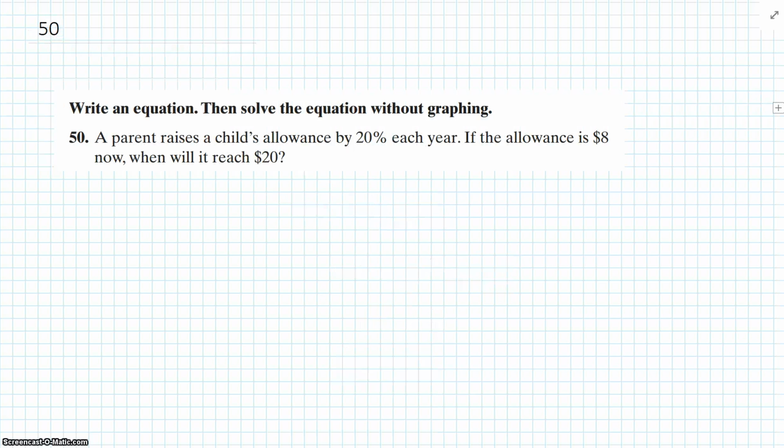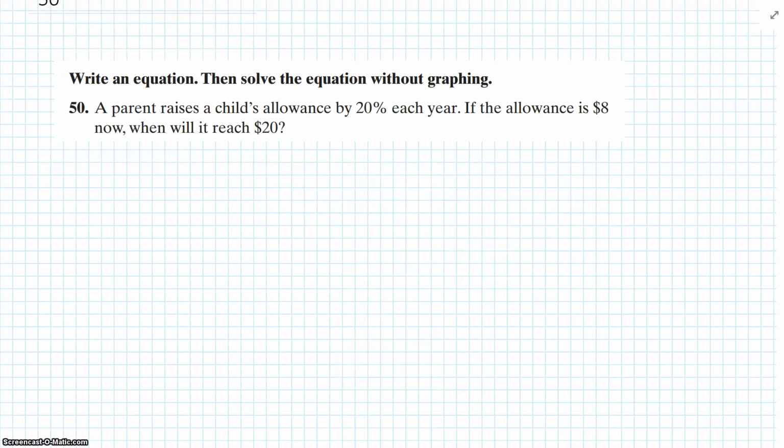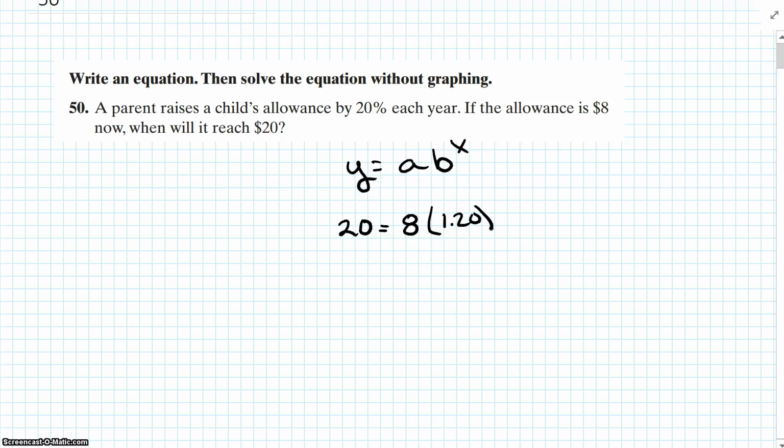Okay, try to get one more. A parent raises a child's allowance by 20% each year. If the allowance is $8 now, when will it reach 20? So we can say y equals a b to the x. Well, we want it to reach 20. The current value is 8. Our b is 1.20, so we need to solve for x. So divide each side by 8. So I'm going to have 20 over 8 equals 1.2 to the x.